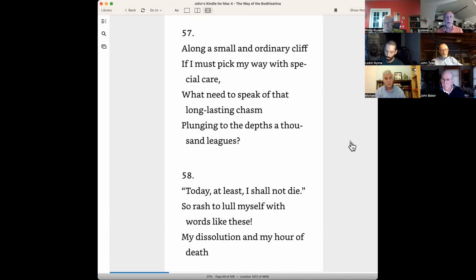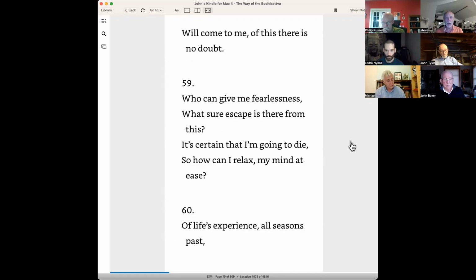Along a small and ordinary cliff, if I must pick my way with special care, what need to speak of that long-lasting chasm plunging to the depths of a thousand leagues? Today, at last, I shall not die. So rash to lull myself with these words, my dissolution and my hour of death will come to me, of this there is no doubt.